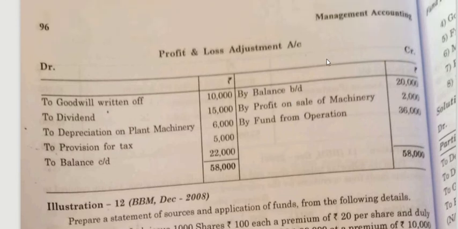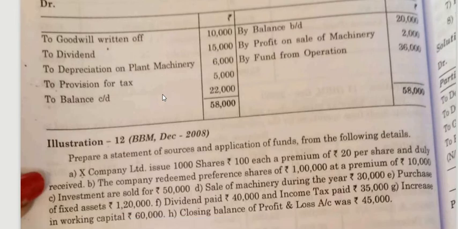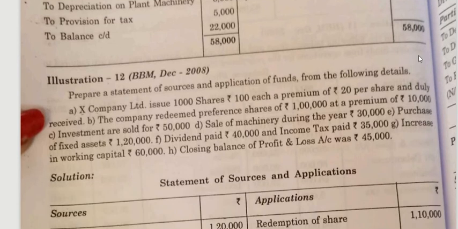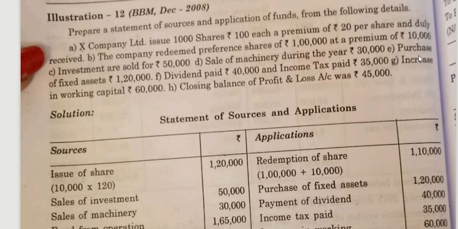By balance brought down, so this is your opening and closing balance of your profit and loss account 20,000. By balance brought down and to balance carried down. By profit on sale of machinery 2,000, and by funds from operation, which is your balancing figure, 36,000. So your profit and loss adjustment account is done. So moving on to your next question.